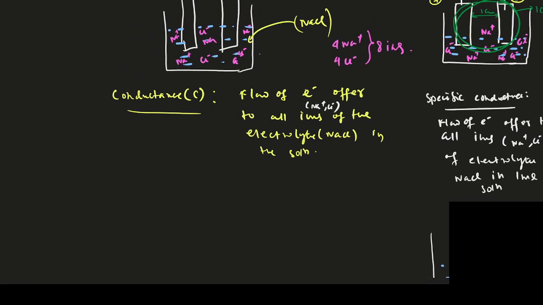So in this picture, let's say the distance between the two electrodes is 1 centimeter and the area is 1 centimeter squared, so the total volume is 1 centimeter cubed.